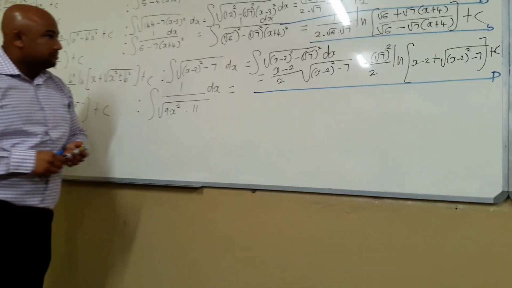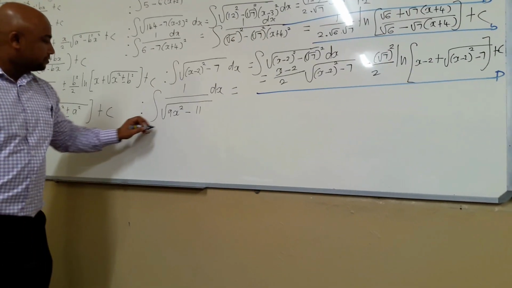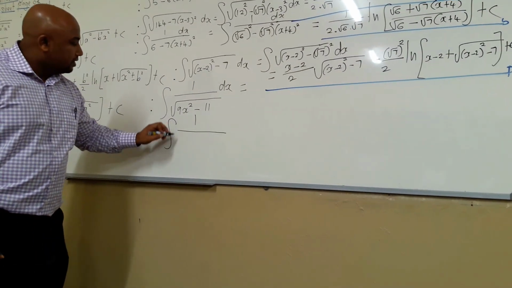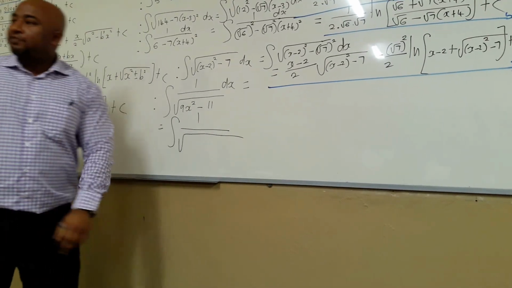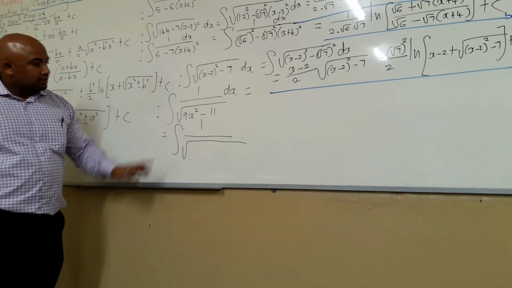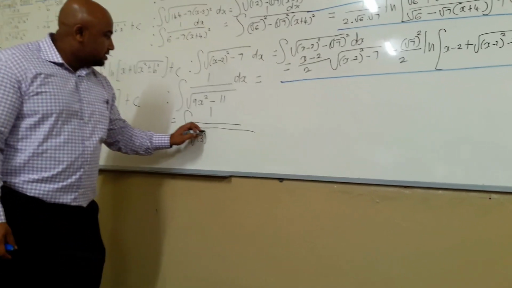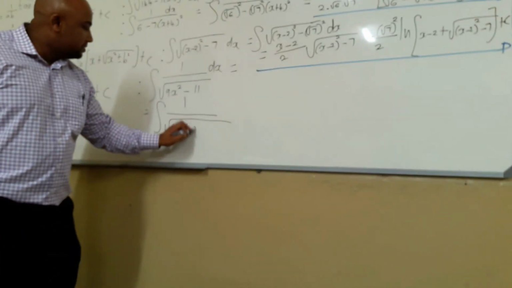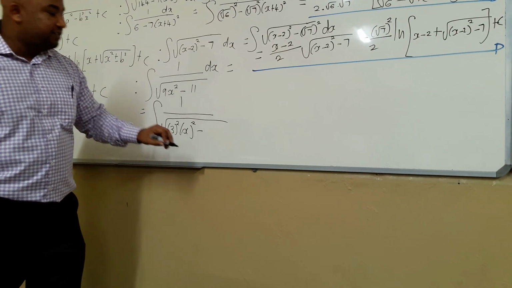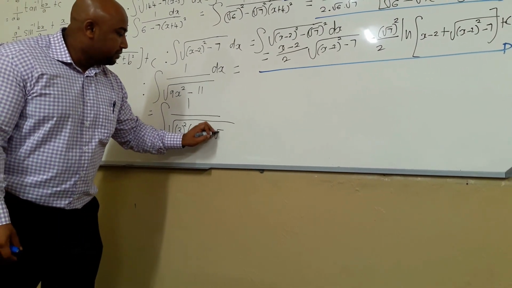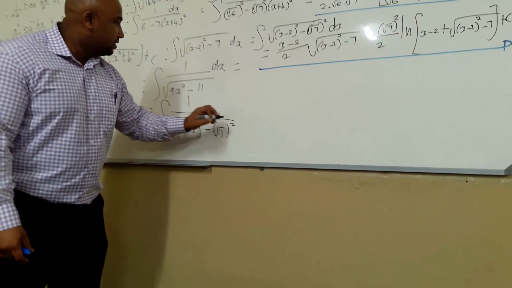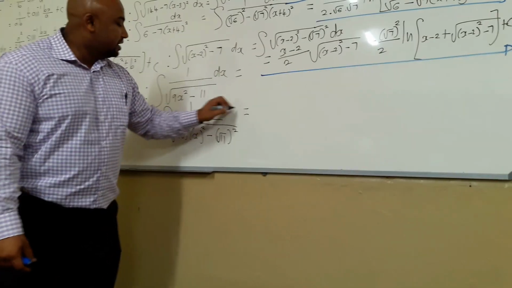Right, the last one. First, let's rewrite it as perfect squares. So 9 will be, that's 3 squared times x squared, minus 11 can be written as the square root of 11 all squared. There's my dx.